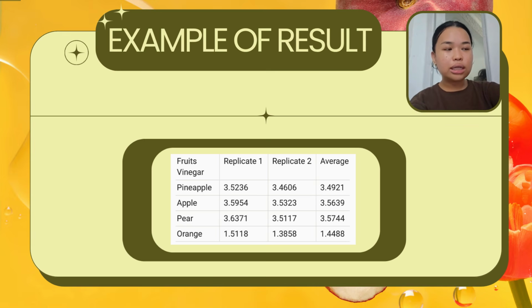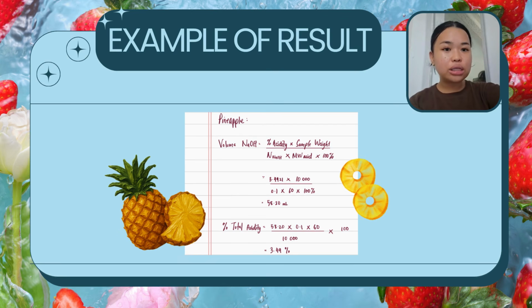So, in order to calculate the percentage total acidity, we will have to use the average of the fruit's vinegar. Because there are two replicates, we will combine replicate 1 and replicate 2 and divide it by 2 to get the average. Let's dive into the specific fruit's vinegar calculation of total percentage of acidity. So, moving on to the pineapple.